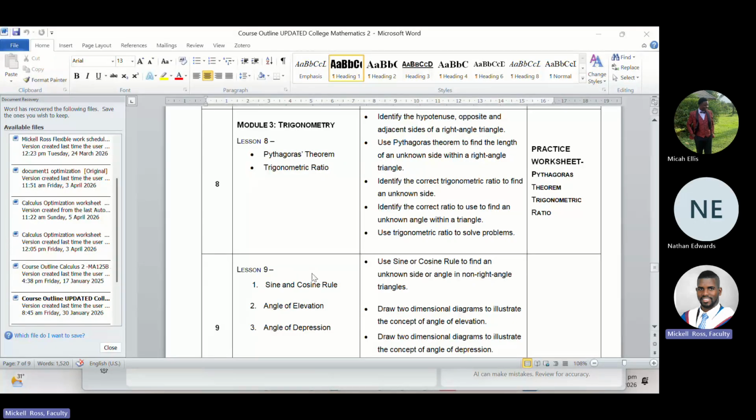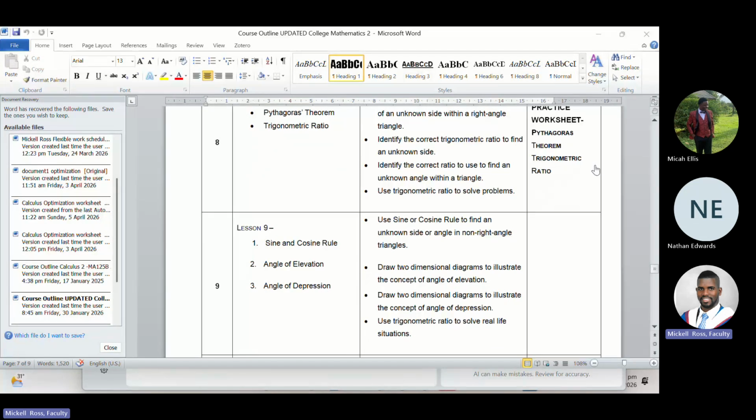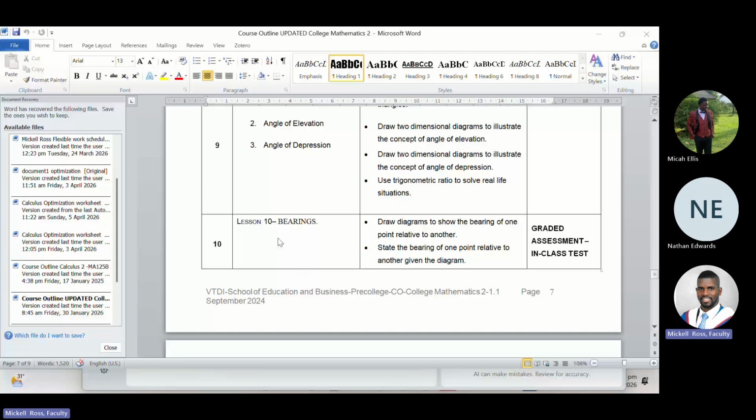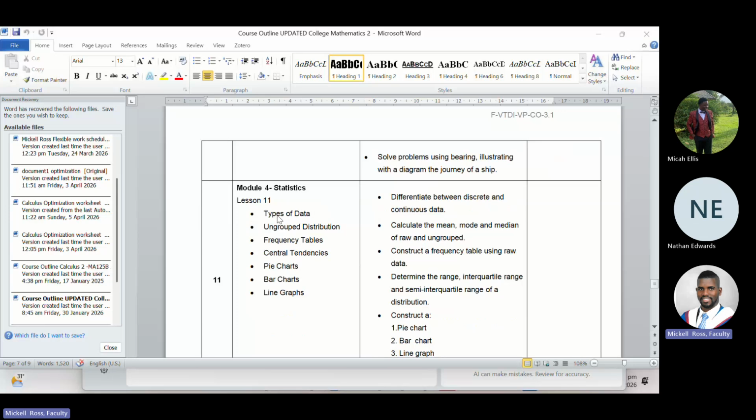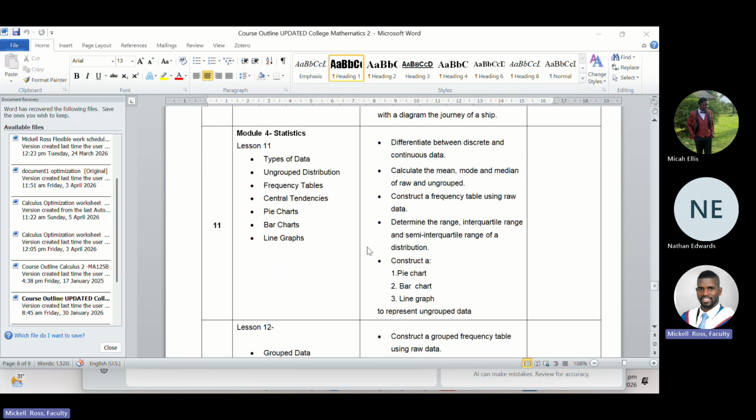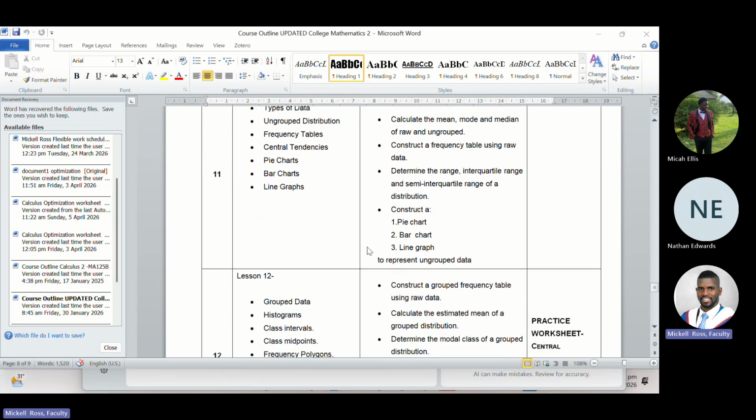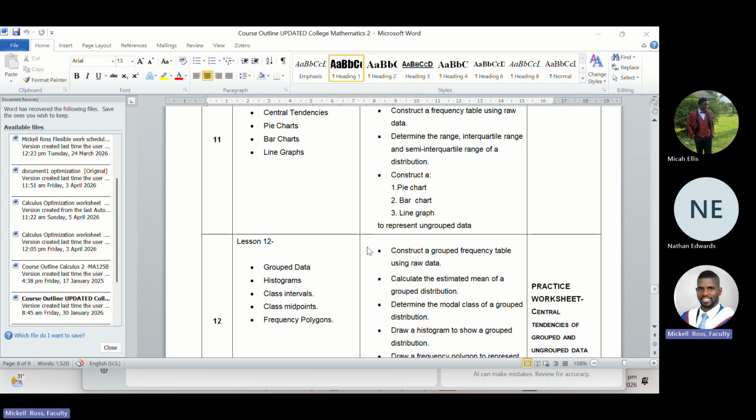All right, so Pythagoras theorem, trig ratios. Then you have sine and cosine rule, angles of elevation and depression, bearings. That would have all covered module 3. We looked at statistics already. We looked at the frequency table, and we looked at ungrouped distribution. We looked at grouped distribution. We looked at how to get a class interval.